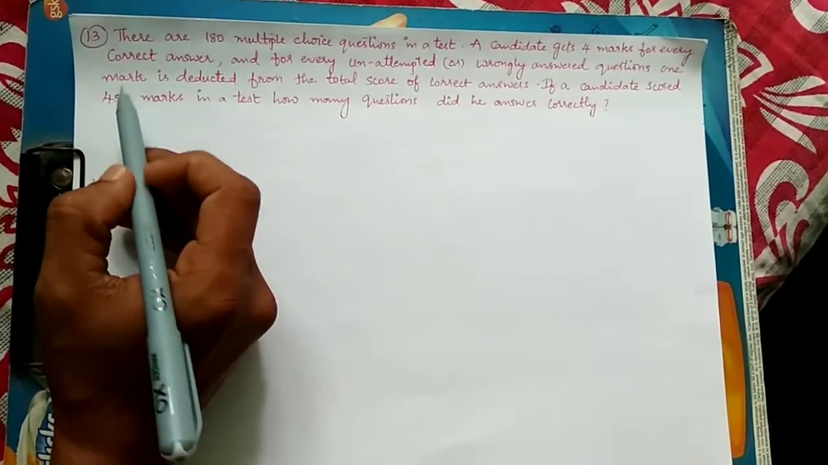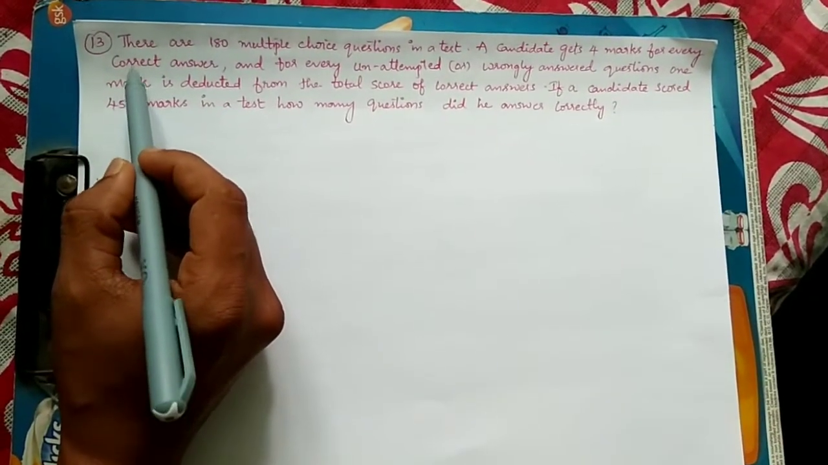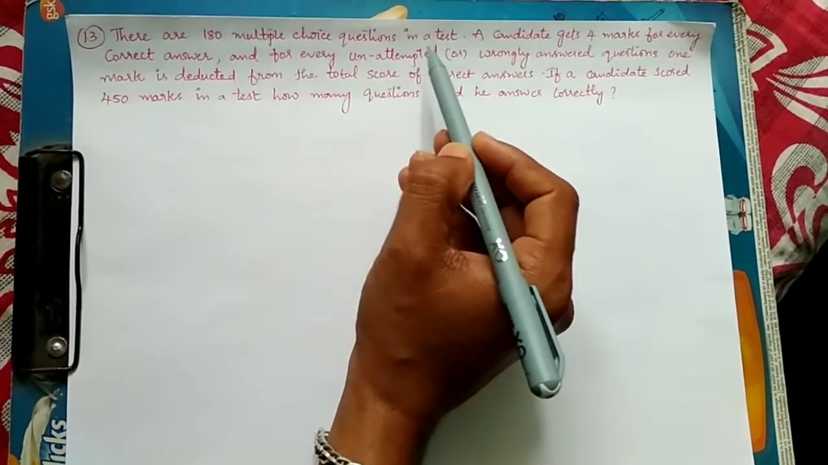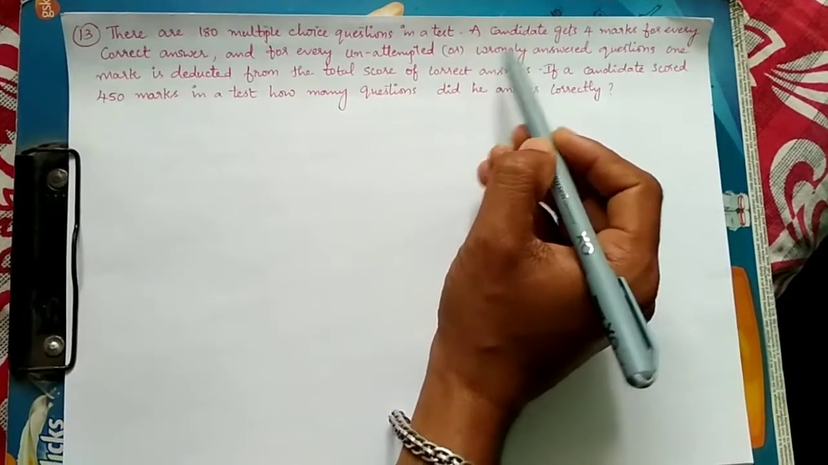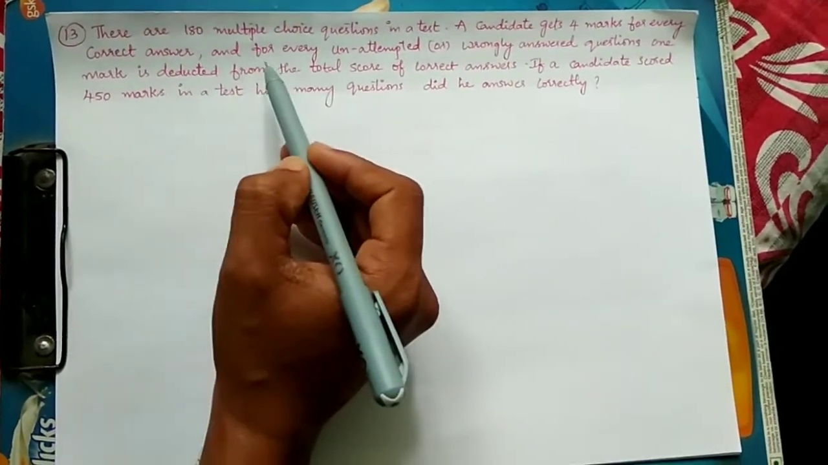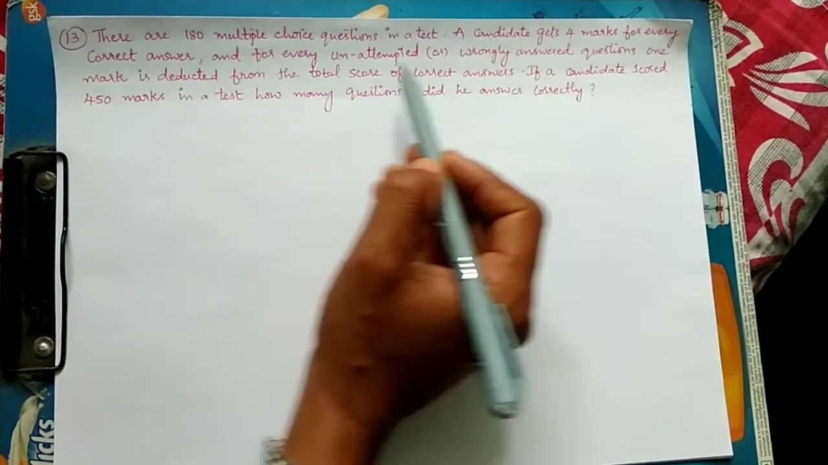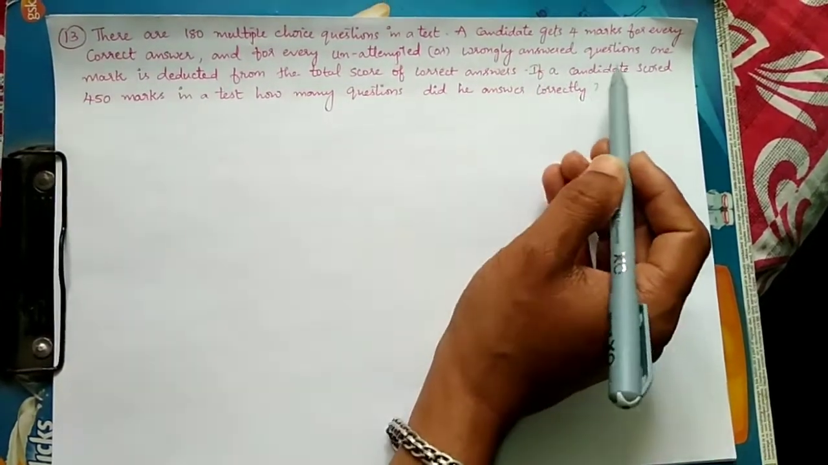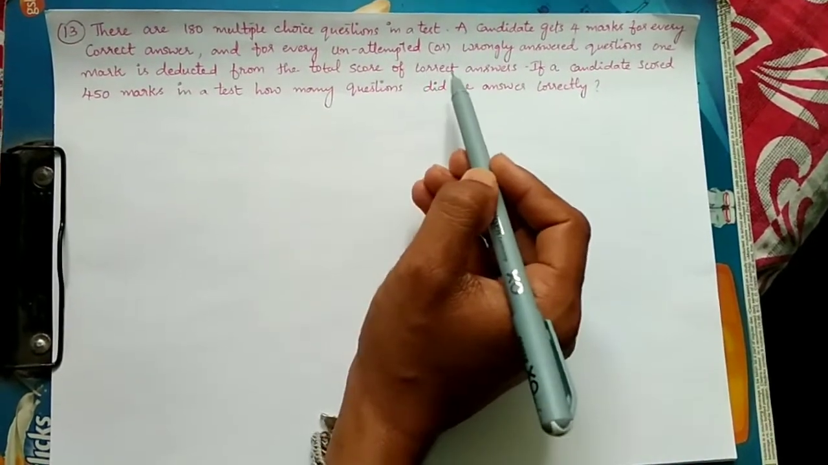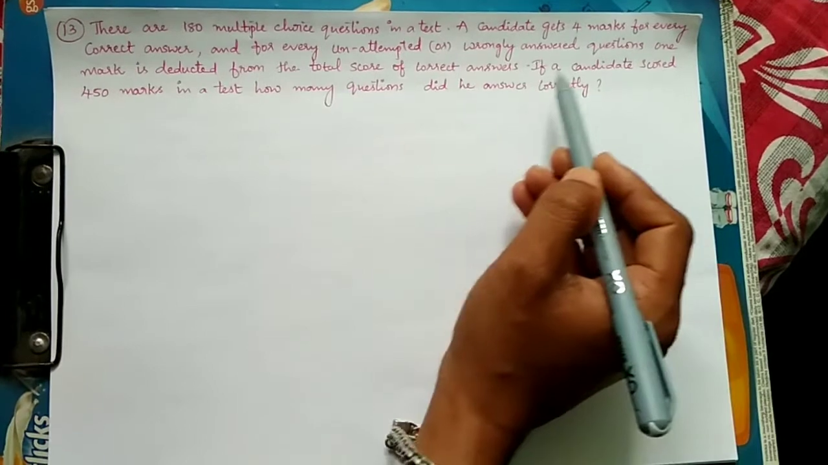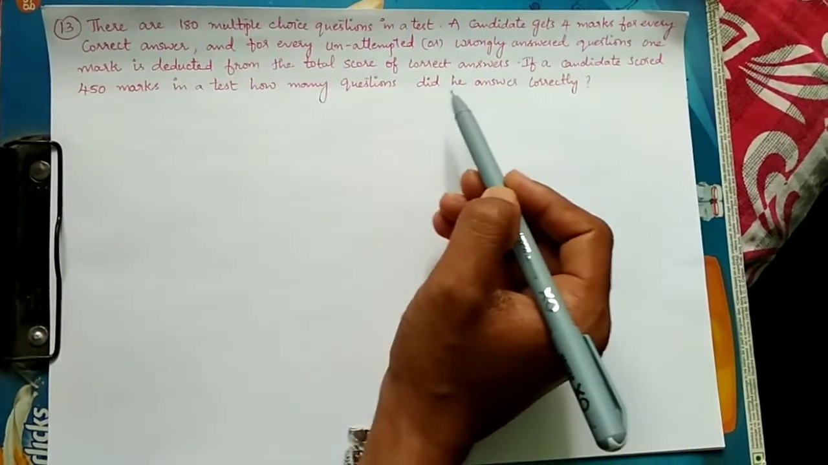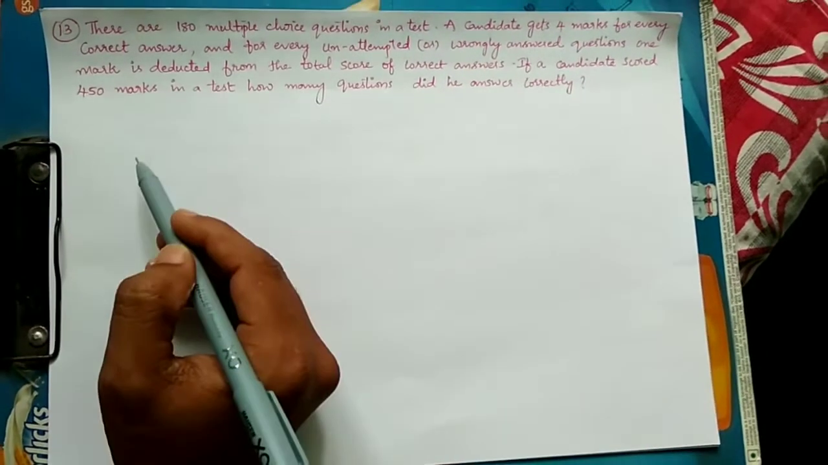So look at the next question, number 13. There are 180 multiple choice questions in a test. A candidate gets 4 marks for every correct answer, and for every unattempted or wrongly answered question, 1 mark is deducted from the total score of correct answers. If a candidate scores 450 marks in a test, how many questions did he answer correctly?